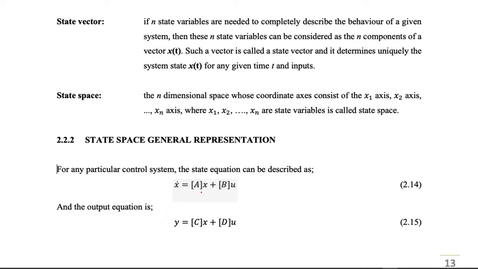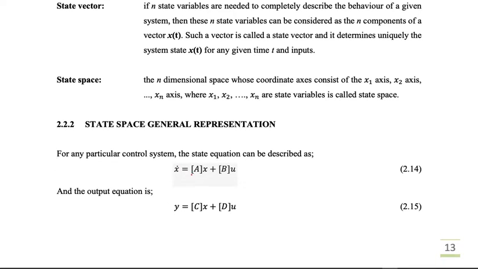Clearly in this form we can see the properties of the system are defined in the form of matrices. In this case, matrix A, and then we have another matrix, matrix B. This matrix B is basically the constant or the parameter that is associated with the input variable or input function.